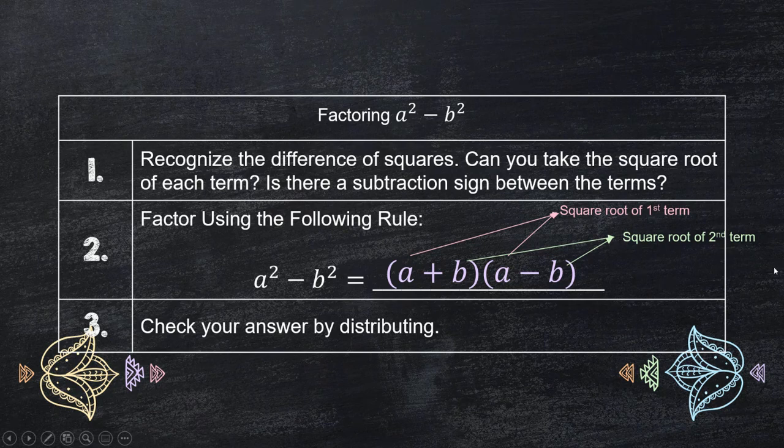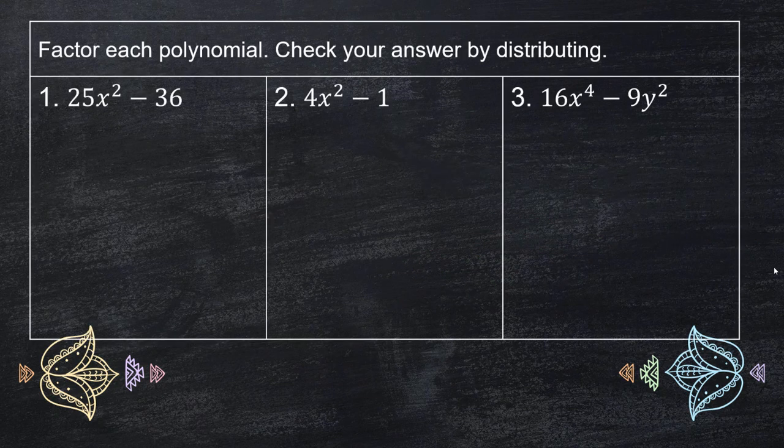So it should be pretty simple, as long as you can recognize numbers that are perfect squares and you can take their square roots. If we look at number 1, the first term is 25x squared. The last term is 36. We're subtracting them, so it fits our pattern. So our factors will be, first, the square root of our first term, which is 5x, and then the square root of the last term is 6. So remember to have a plus and minus sign.